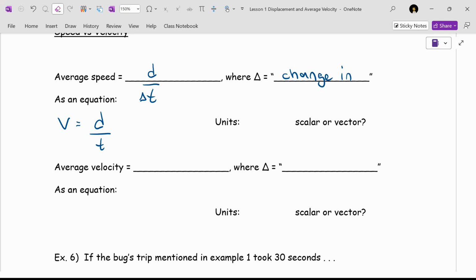What are the units? We can figure this out. Not a problem. Medina, what are the units for distance? What do we measure distance in? Starts with the letter M. Over. What do we measure time in? Starts with the letter S. The units for speed are meters per second.